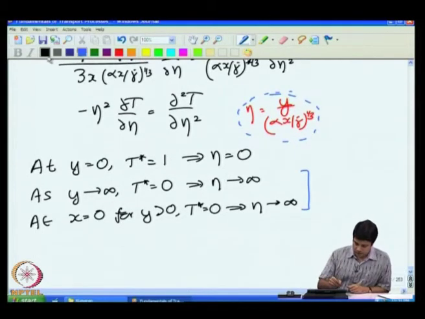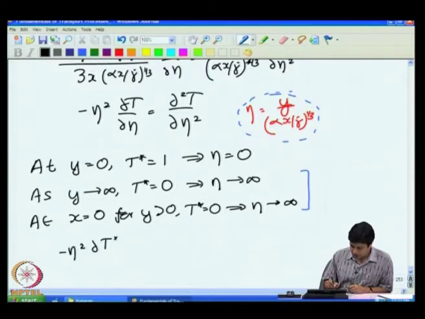So, I can solve this equation: minus eta square partial T by partial eta is equal to partial square T by partial eta square.